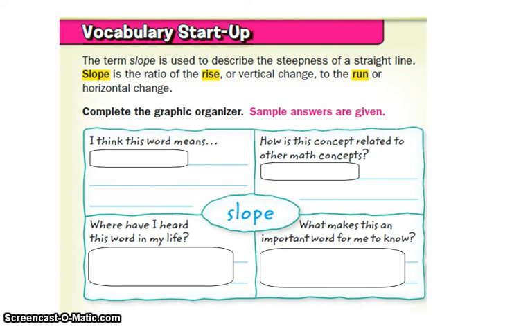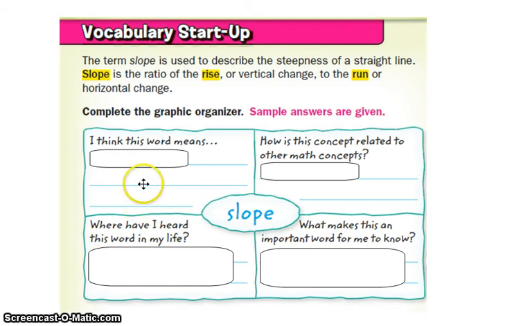Okay? So what I want you to do, I want you to go ahead and complete this graphic organizer. I want you to complete what you think the word slope means. How is this concept related to other math concepts? Where have you heard this in your life? And what makes this an important word for me to know? So go ahead and pause the video for a few minutes and complete this, and then we'll compare our answers.